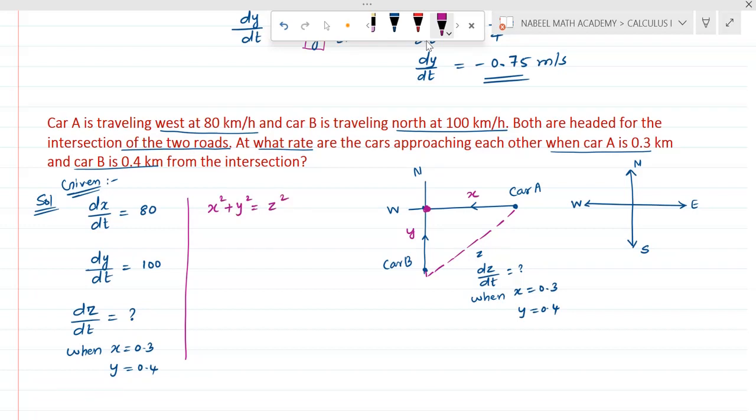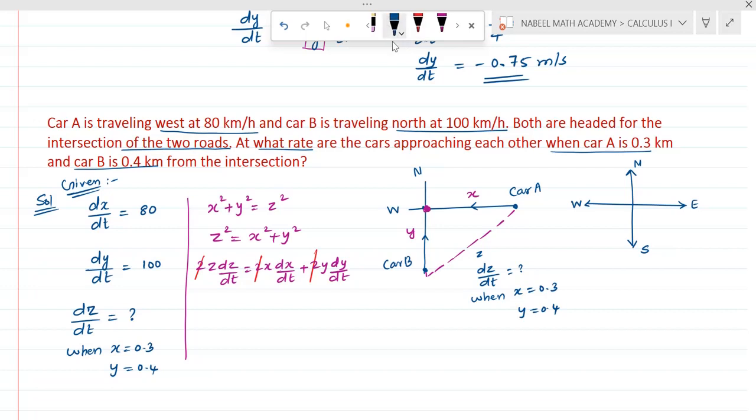So you can write it in terms of this one: z square is equal to x square plus y square, because this we have to find. Now what is the differentiation? So 2z dz over dt, and here it is 2x dx over dt plus 2y dy over dt. Now if you cancel the common factor 2, these two get cancelled. So what are the things we have? Just write it here.